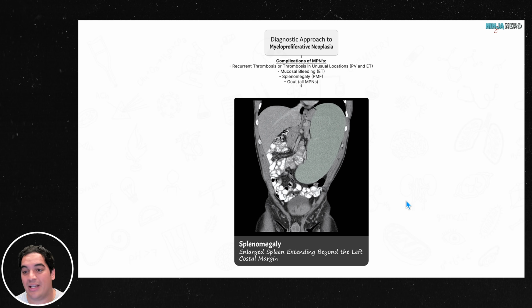Gout can be considered a part of the differential, because if you have hyperuricemia, you've got to think about things like, is there lots of cell turnover? So is there some type of myeloproliferative neoplasia? Is this tumor lysis syndrome? Is this common, like dietary changes or diabetes, metabolic syndrome, things like that? It's a part of your workup. But oftentimes these patients won't present with a lot of these things, and so what really ends up happening is you find it incidentally.